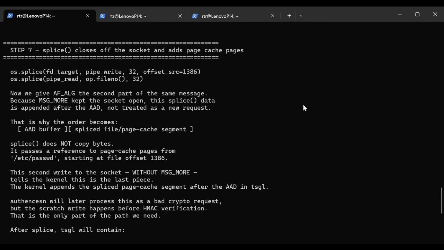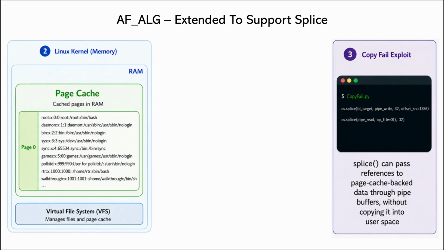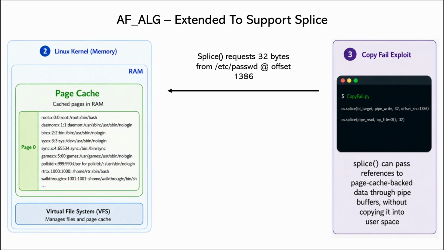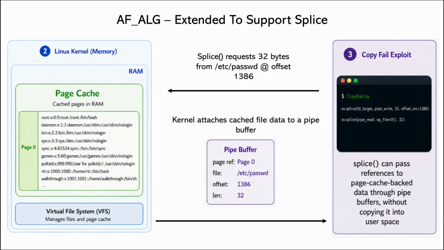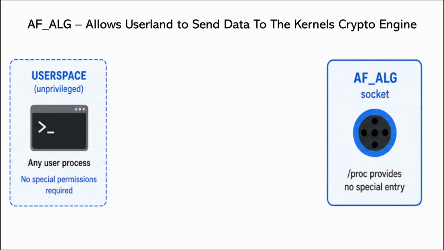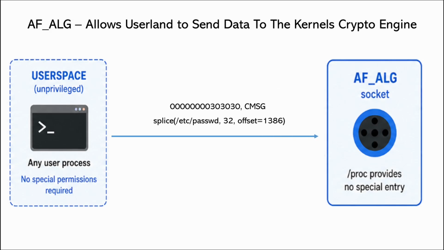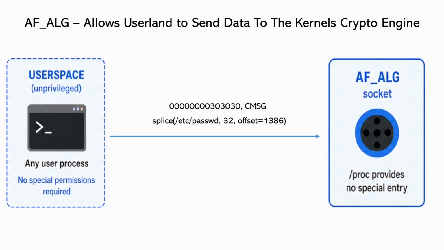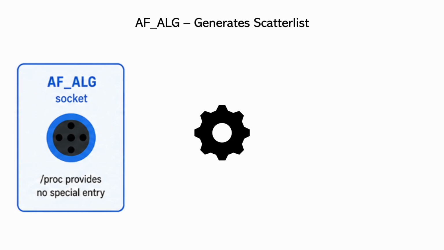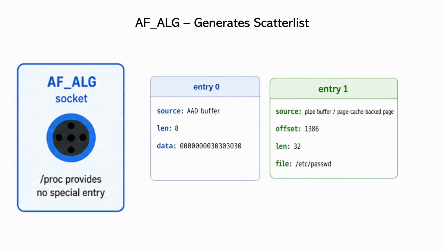Here comes our second issue. AF_ALG was extended to support splice, and this is where things start getting interesting. Instead of copying normal userland data into the crypto socket, splice can pass the kernel a reference to file-backed memory. More specifically, it can point to data sitting in the page cache, which we talked about earlier. AF_ALG takes the data we just provided and represents it as a scatter-gather list because it is preparing that data to be passed into the kernel crypto system for decryption.